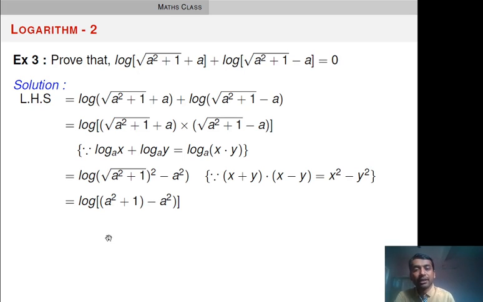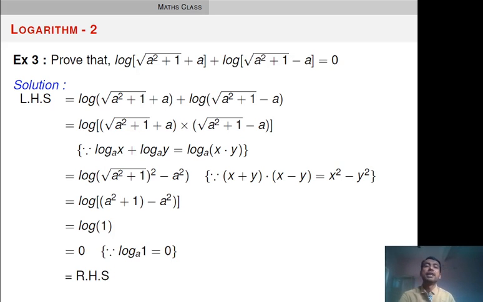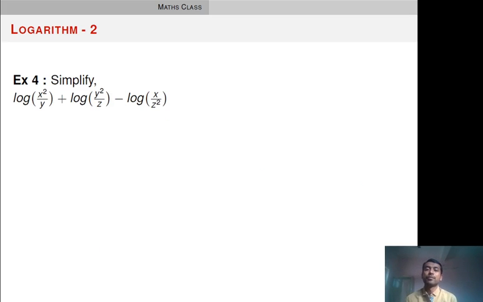Now open the bracket. So plus a square and minus a square will get cancelled, and we are left with log 1, and the value of log 1 is 0. It means we have obtained the right hand side. So this is the proof, or we have completed example number 3. So let's move to the next one.